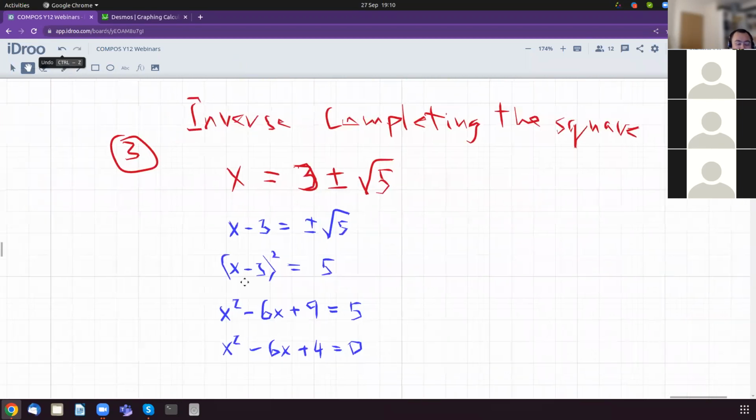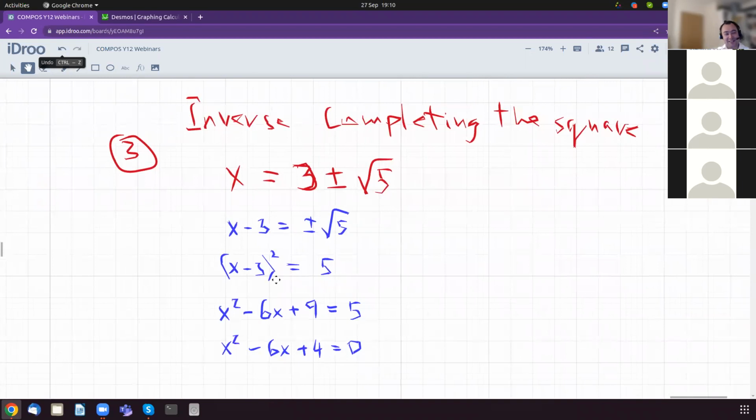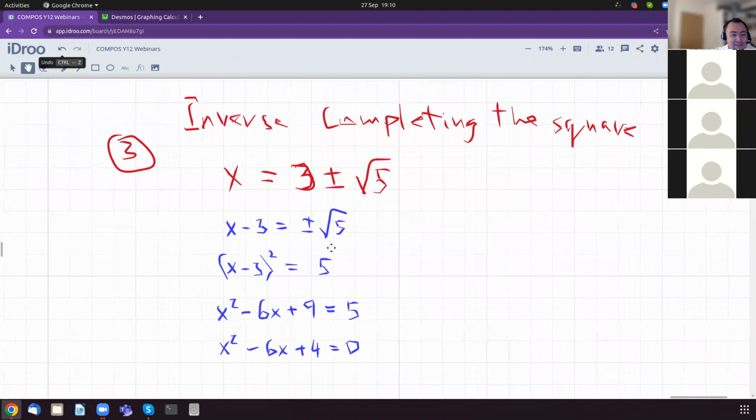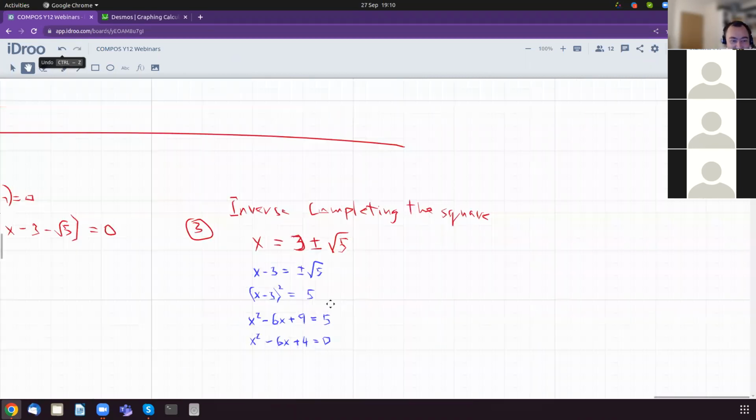It is. I love this method. It doesn't always work, but it works very well when you have plus or minus square root. So it's the inverse process of completing the square.